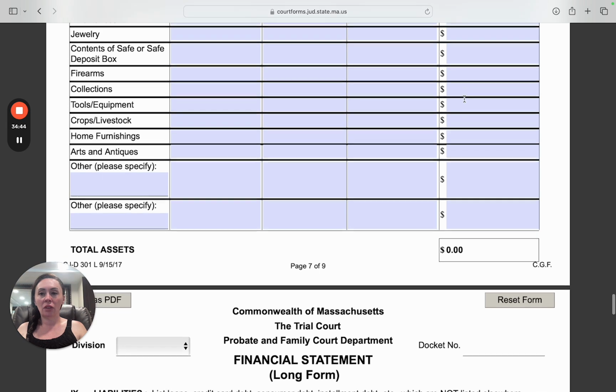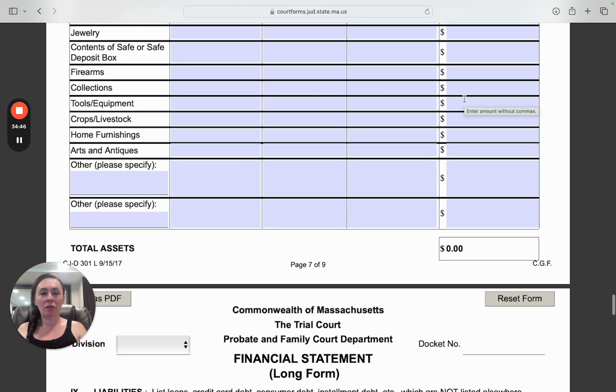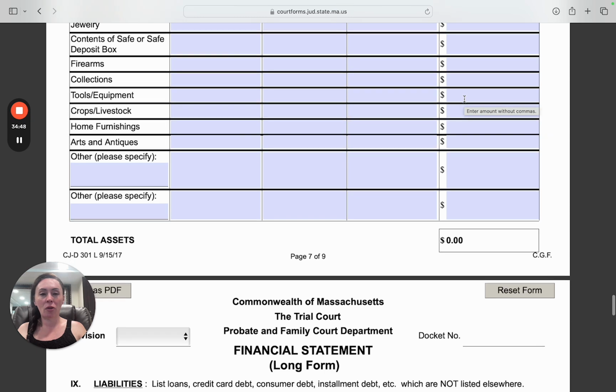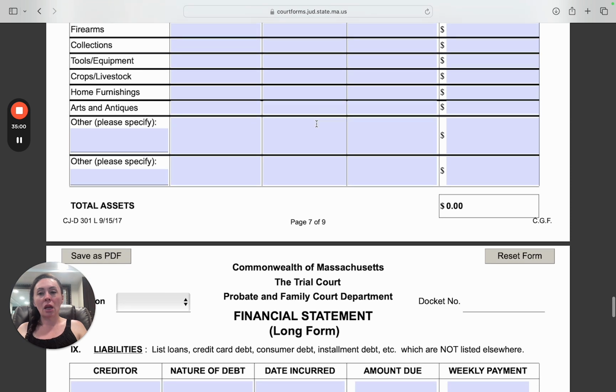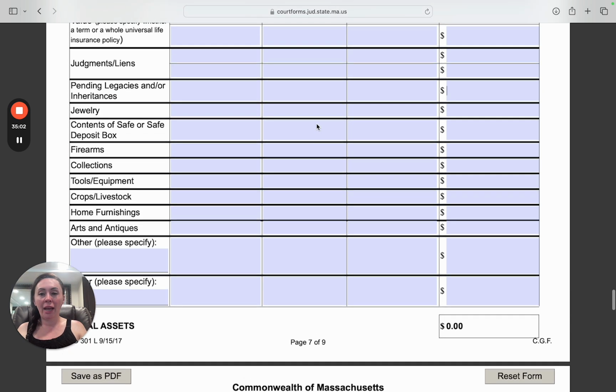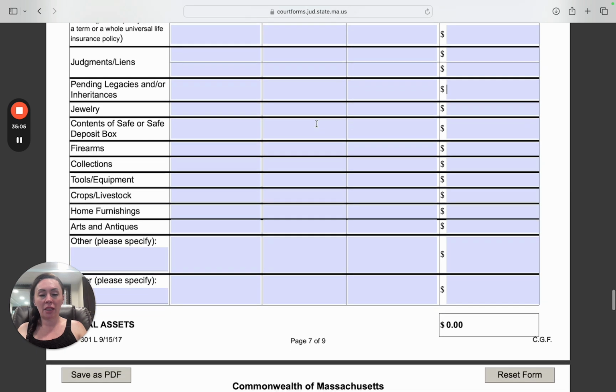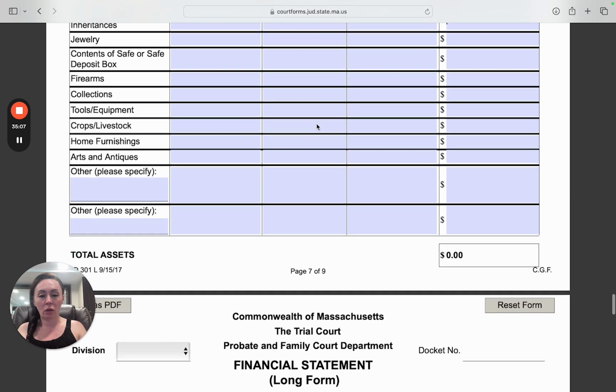Jewelry, contents of safe deposit box. These things are self-explanatory. Whatever you have gets listed. Again, not super common on the financial statements that I see. Firearms, collections, tools, equipment, crops, livestock, home furnishings, arts and antiques, other. Whatever you have, list it out. Take your best guess at what it's worth. And we can take it from there.